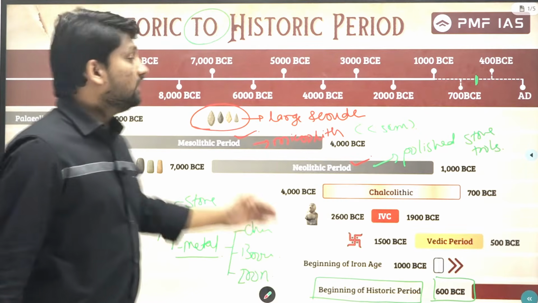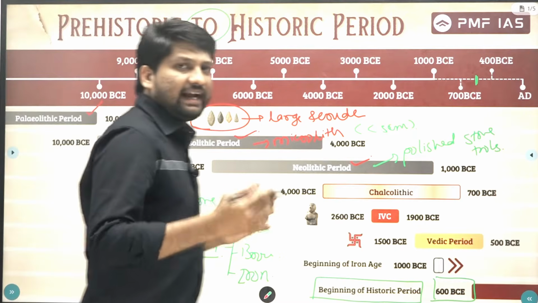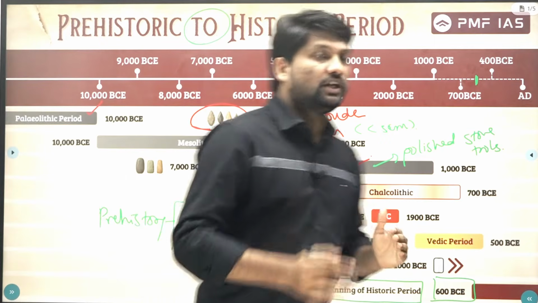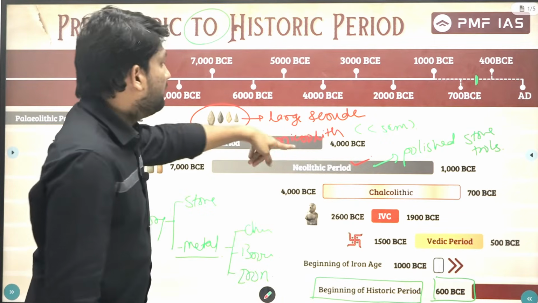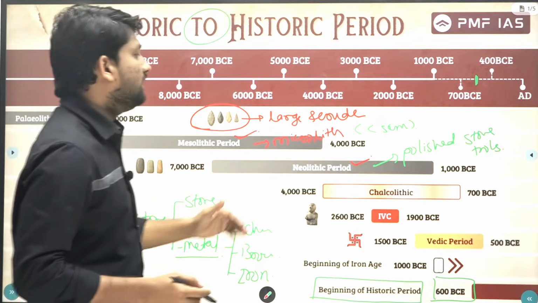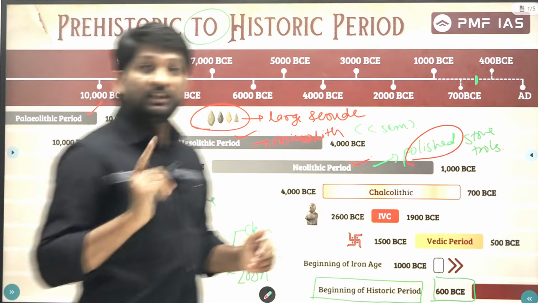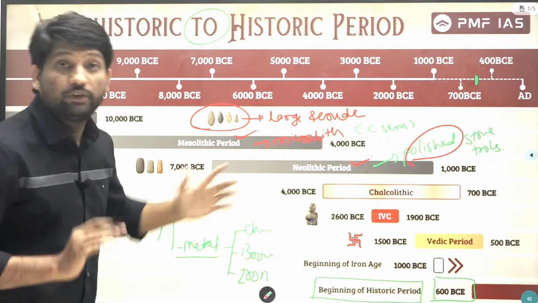During the Paleolithic period, people were using large and crude stone tools, basically hand axes, cleavers and choppers. During the Mesolithic period, people were using microliths or small stone tools. In the Neolithic period, people were using polished stone tools. But remember this fact, this development is not uniform.